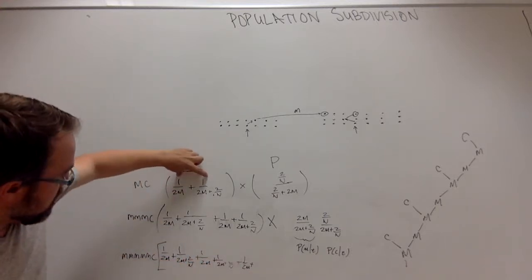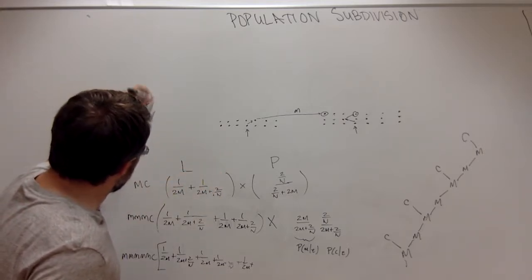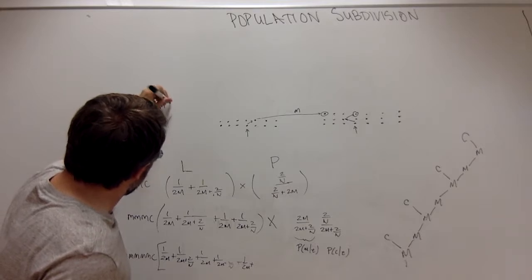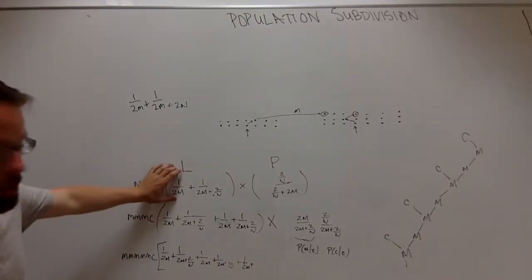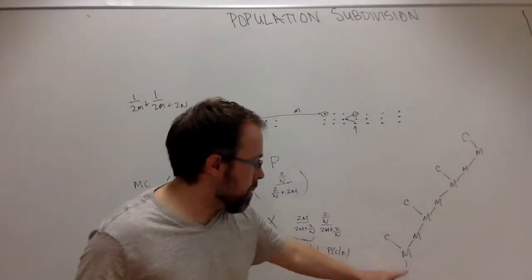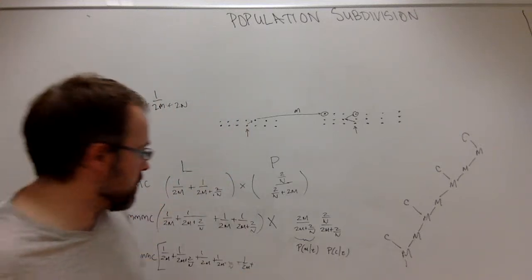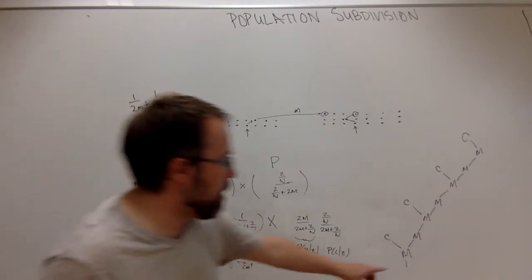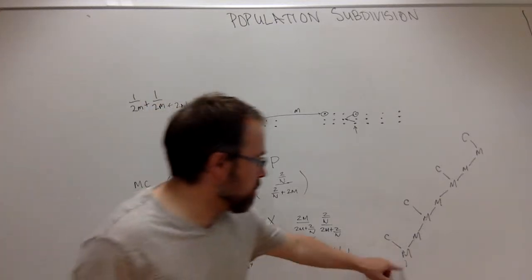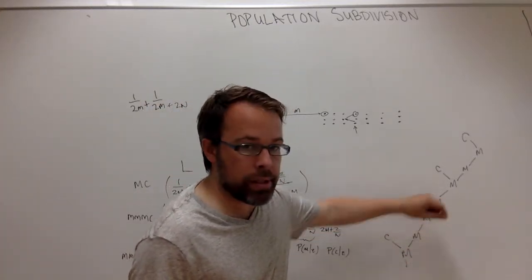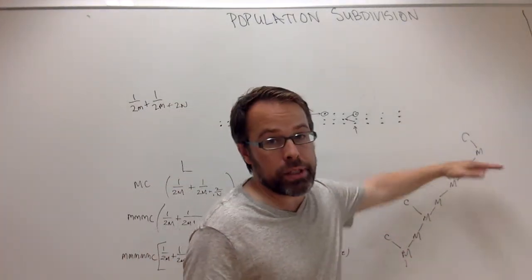So this was this value, which is equal to 1 over 2m plus 1 over 2m plus 2n. So it's that value times 1, because it's a migration plus a coalescence. Here it's this value times 2, because it's a migration plus an event, migration plus an event. Here it's a migration plus an event, plus a migration plus an event, plus a migration plus an event.